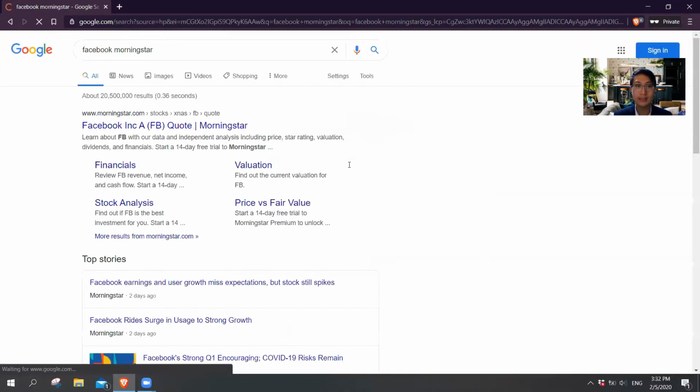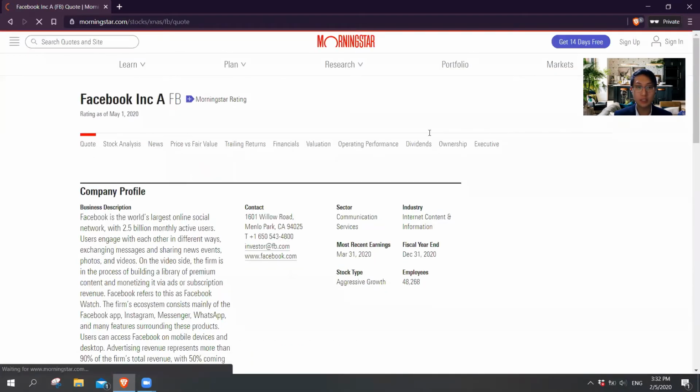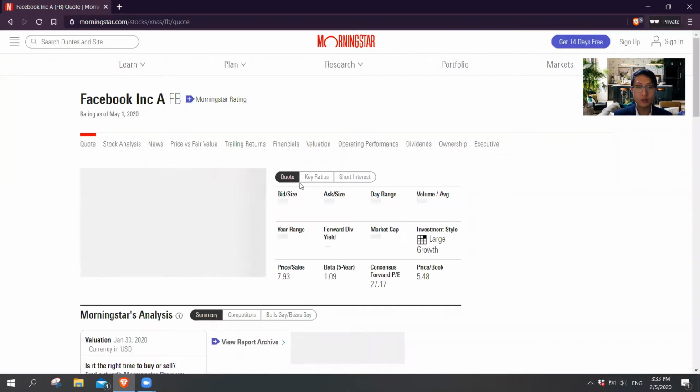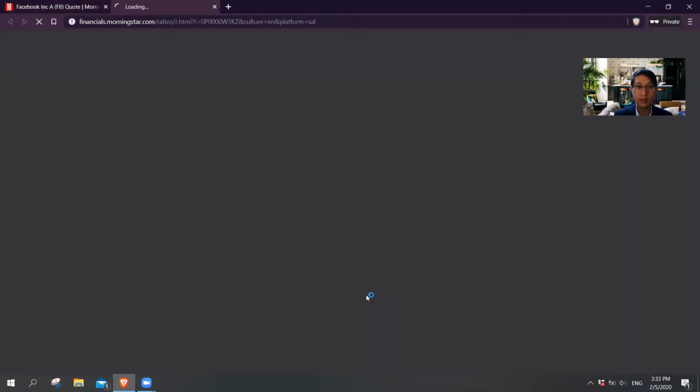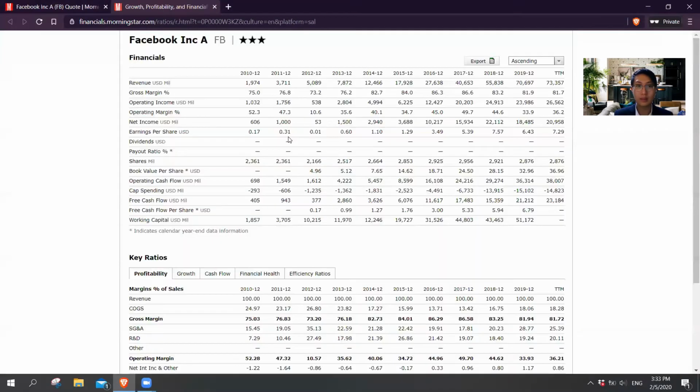Once you do this, you can see morningstar.com. You can click on it, and this brings you to this page. What I usually like to see is key ratios and full key ratios data. So you open a new tab for it. On this page, there are 5 main things I like to look out for.